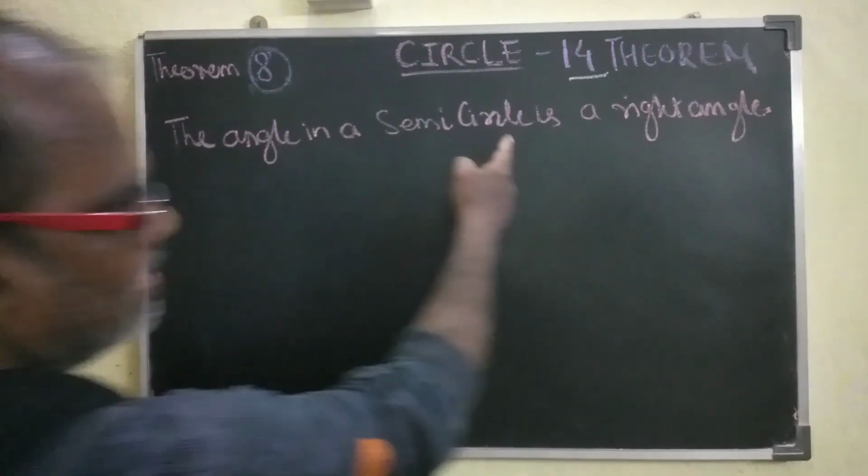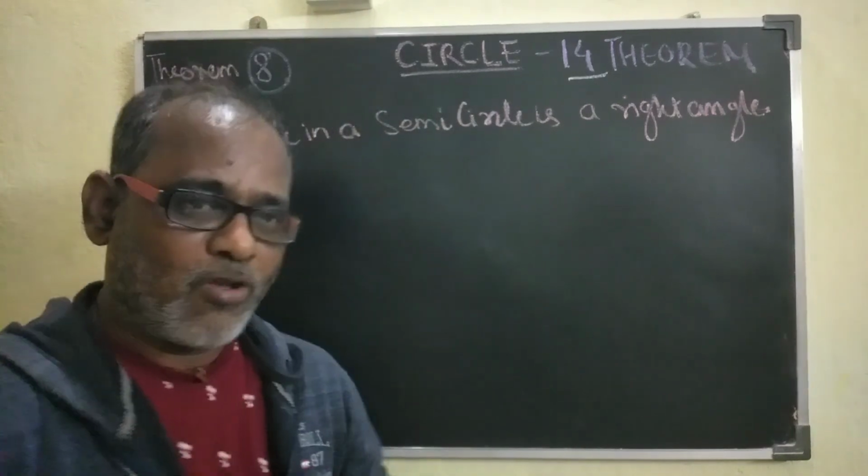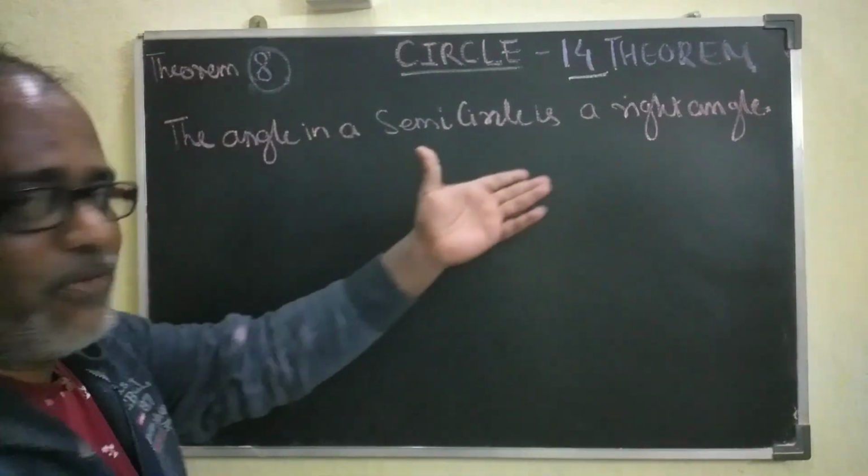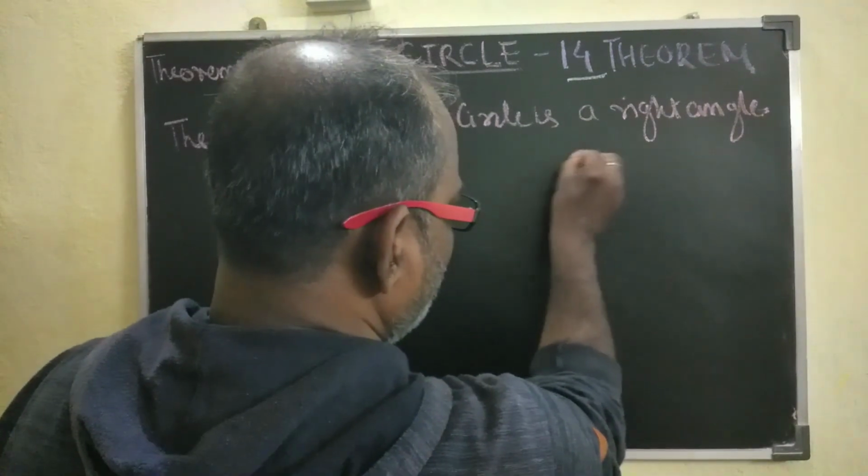This is theorem number 8. The angle in a semicircle is a right angle. It is also one of the very important theorems. So this is based on the previous theorem only. It's very simple. So let us draw a circle.